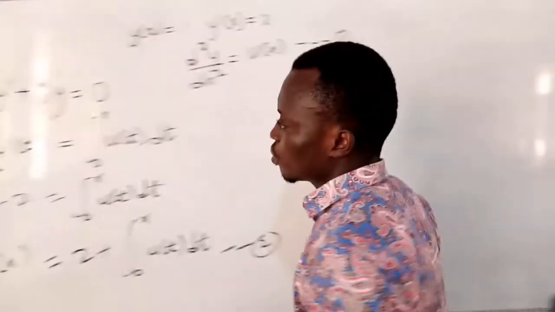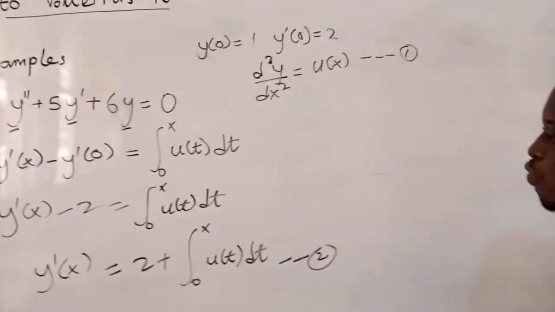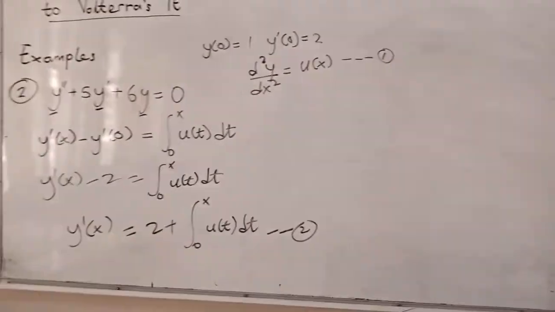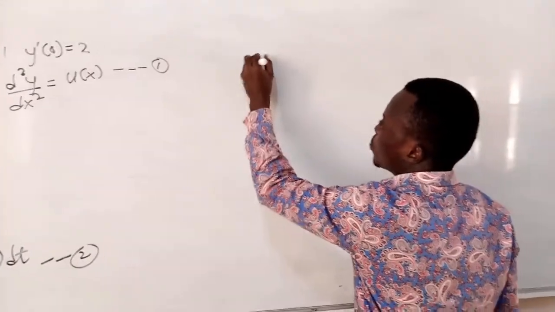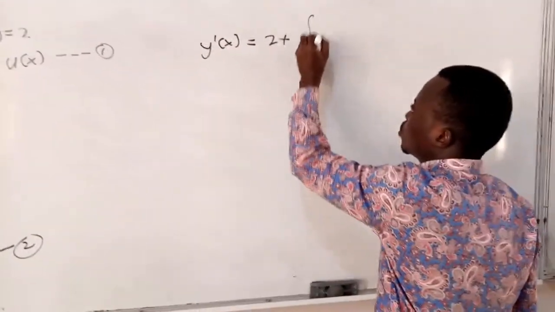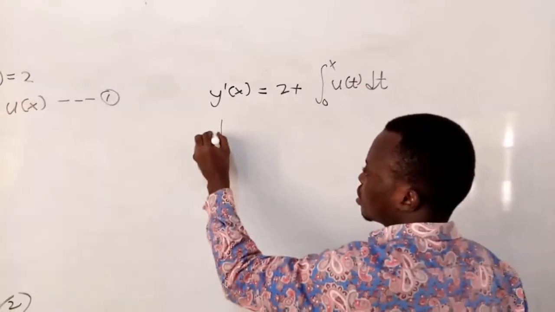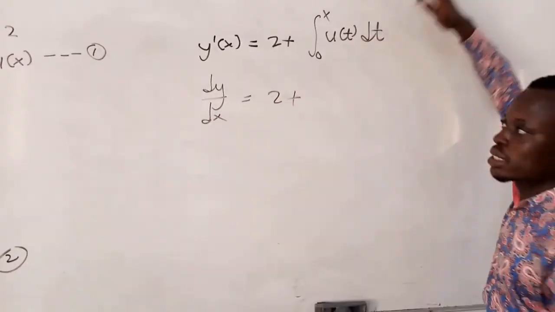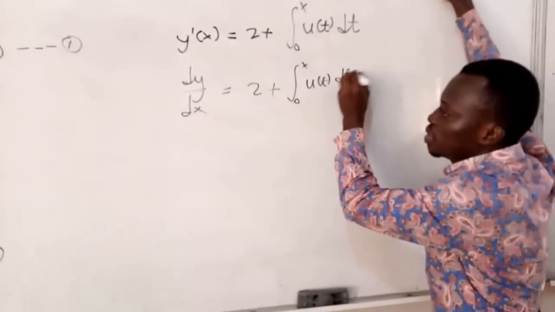We now have y prime remaining y. We need to look for y. Now to look for y, we need to integrate this equation. So we have y prime of s equal to 2 plus the integral from 0 to s of u of t dt. So this is the same as dy/ds, which is equal to 2 plus this integral from 0 to s of u of t dt.